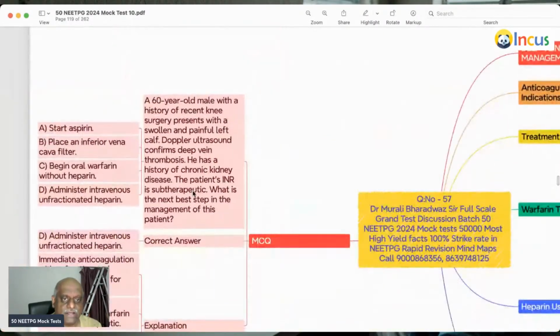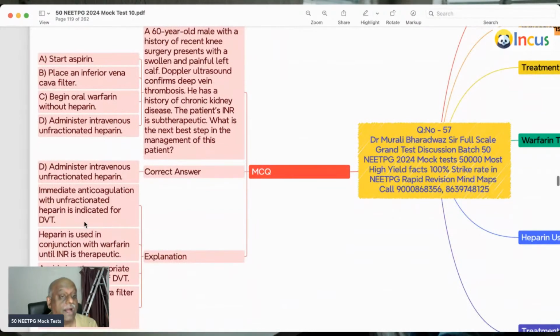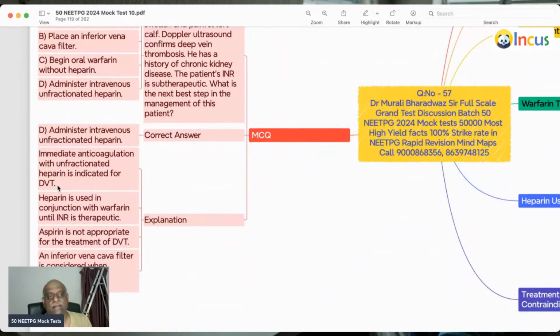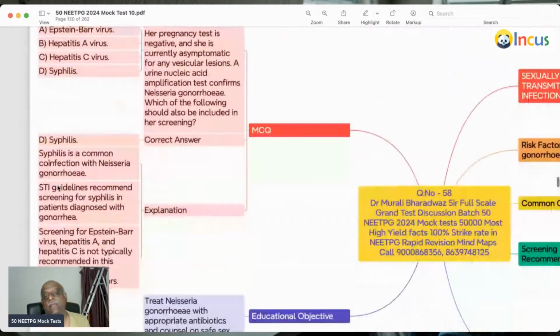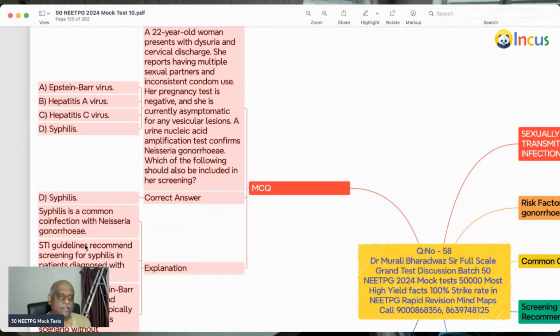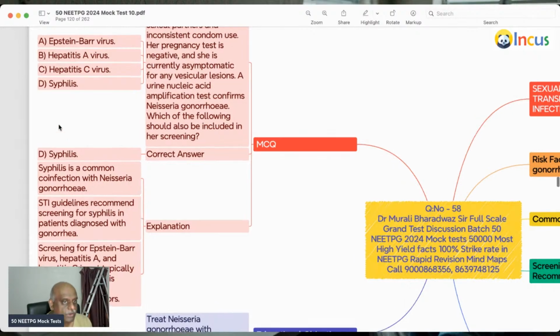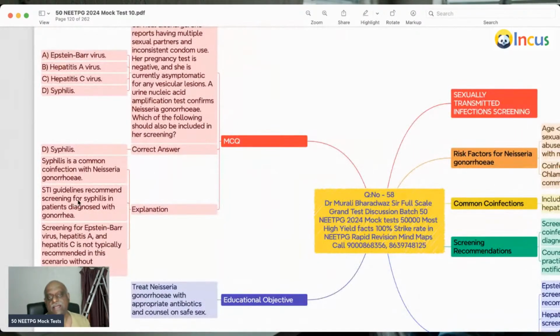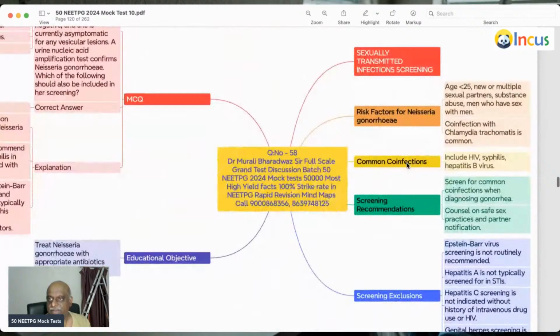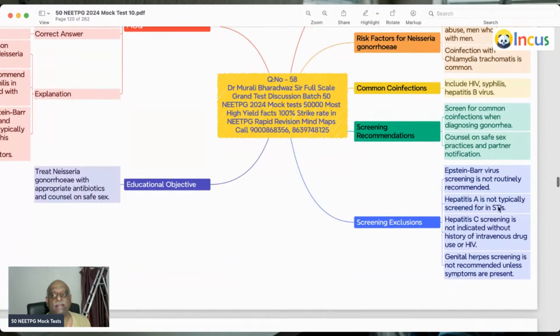A 60-year-old male with a recent knee surgery developed DVT. Give IV unfractionated heparin, which is considered to be the immediate anticoagulation for DVT. So, a urine nucleic acid amplification test suggests Neisseria gonorrhoeae. So, what should be included in her screening? Always syphilis, according to the STI guidelines. Syphilis needs to be included in the screening.